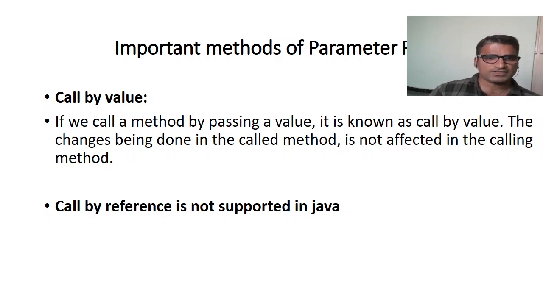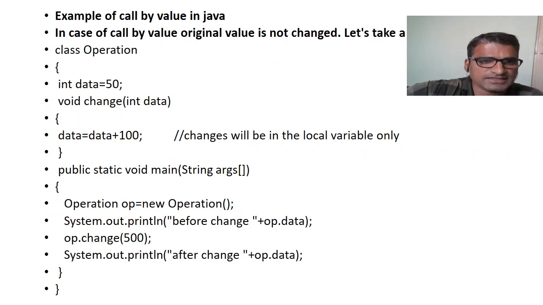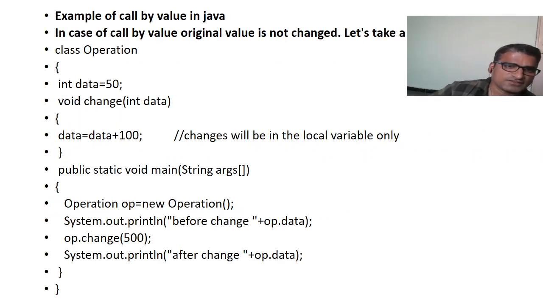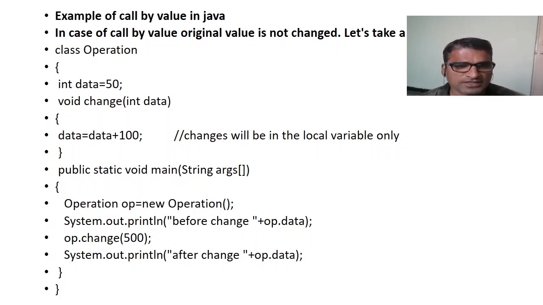So when we are calling a method, when we call the method by passing a value, then it is known as call by value. So let us see the small example of a call by value program in Java. If you remember, in case of call by value, the original value is not changed.